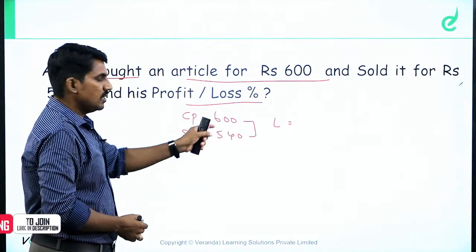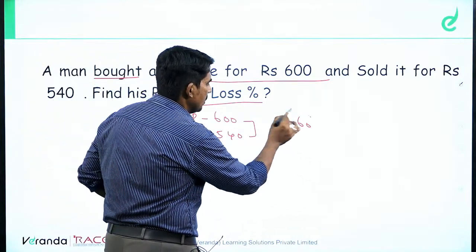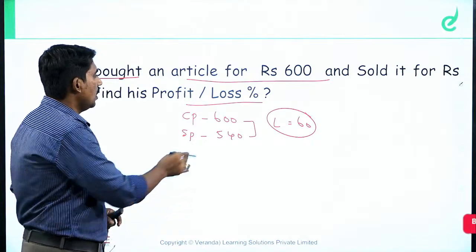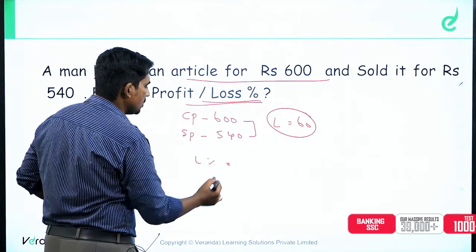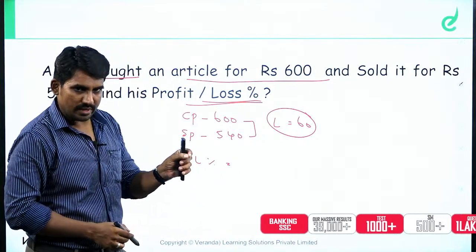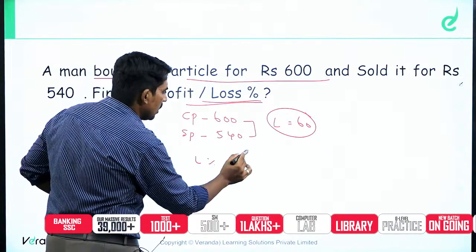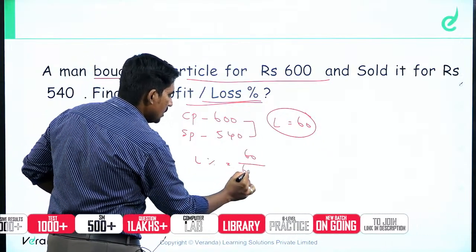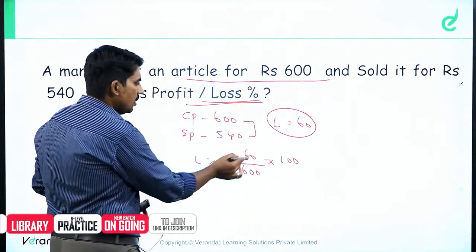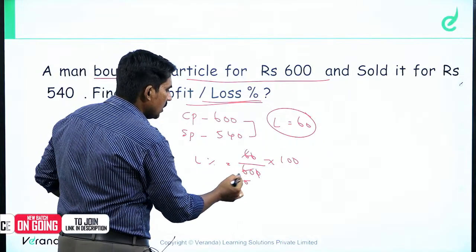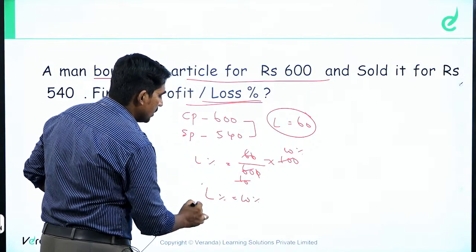Loss of how many rupees? 600 rupees minus 540, what is the difference? 60 rupees difference. Therefore, loss is 60 rupees. But they are asking profit or loss percentage, so definitely loss percentage. What is the formula? Loss by CP into 100. Loss is 60 rupees divided by CP 600 into 100. Zeros cancel, this is 10 times, and 10 and 100 cancel. How much percentage? 10 percentage. Therefore, the answer is 10 percentage loss.